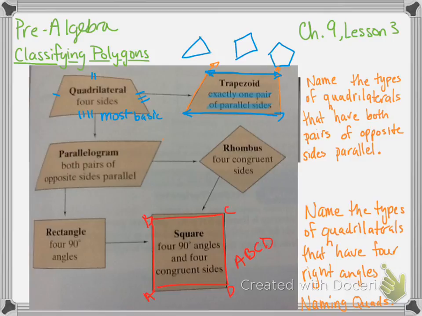Next would be other polygons. We have regular polygons. Regular polygons all have the same side lengths. They're all congruent. So let's go ahead and talk about that.